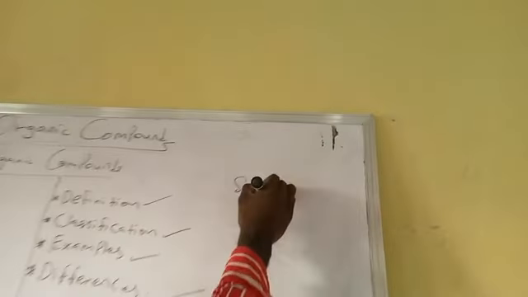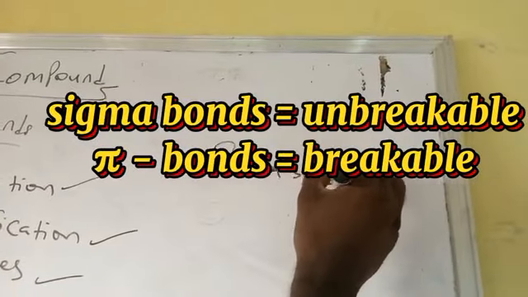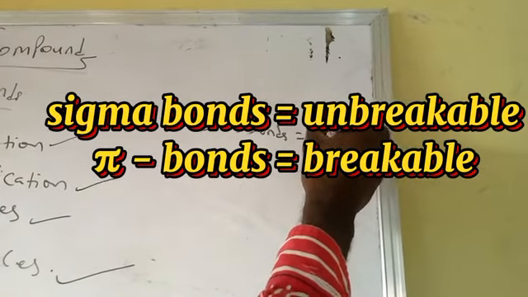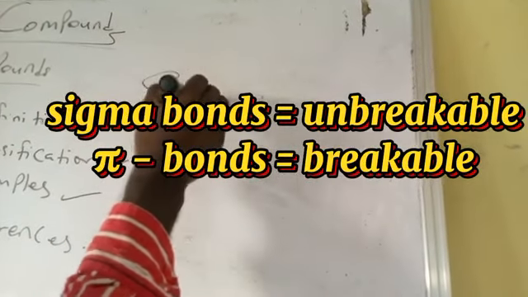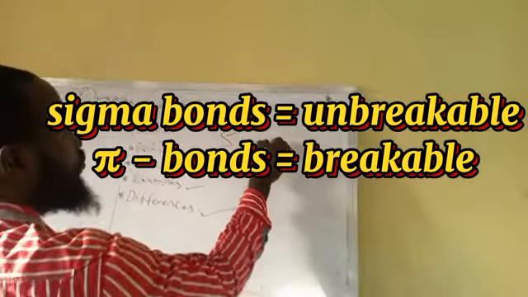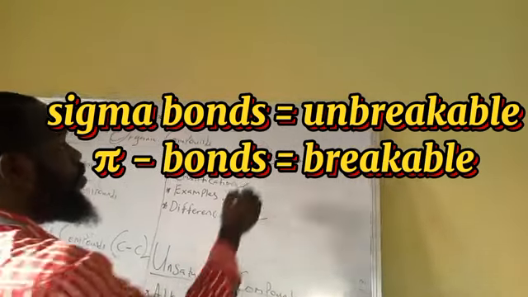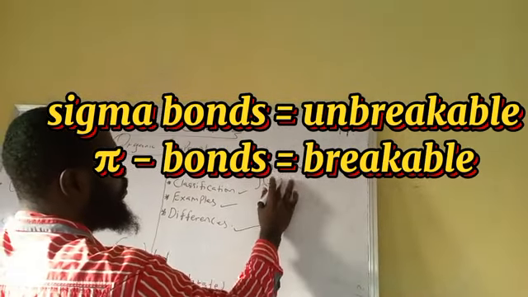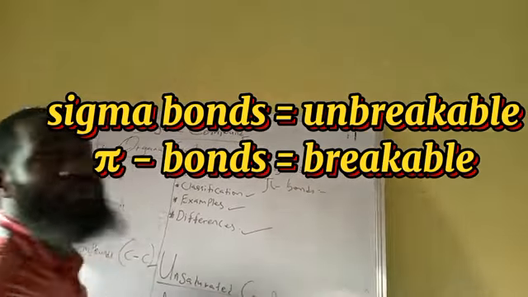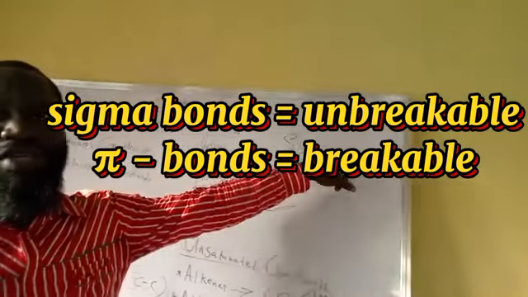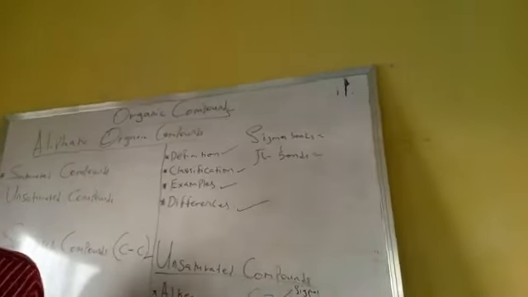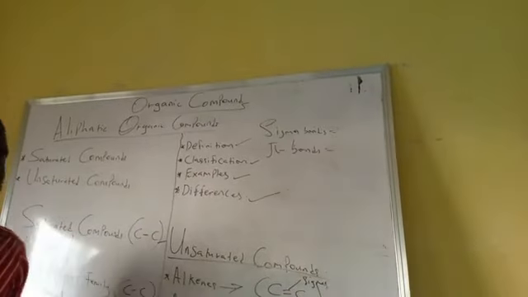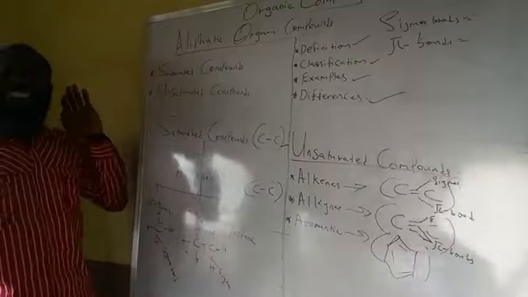So what we are trying to say in essence is that sigma bonds are unbreakable, while pi bonds are breakable. Meaning that unsaturated compounds contain a sigma bond and a pi bond, while saturated compounds contain only sigma bonds.